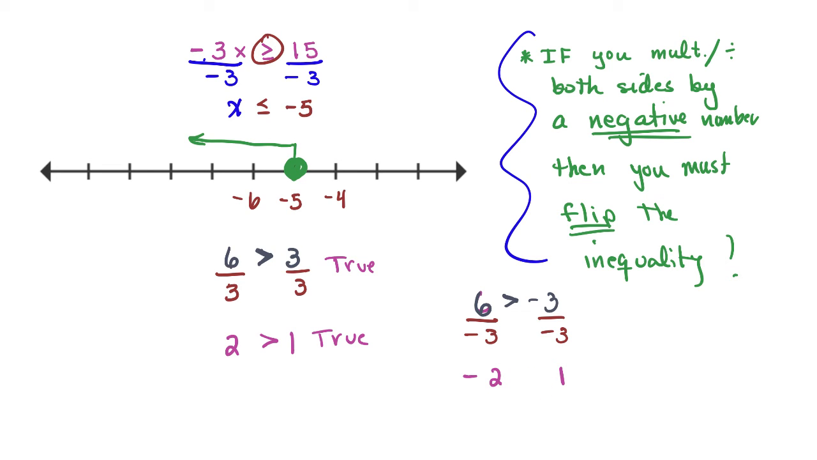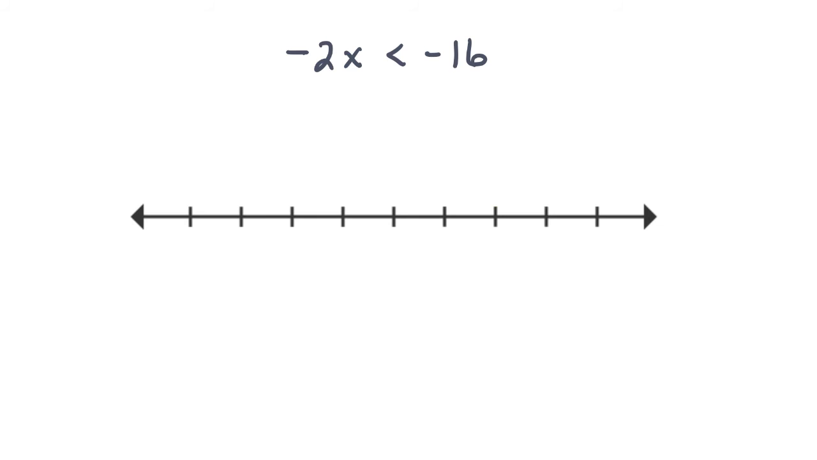However, that's a quick fix. As long as I remember to always flip it when I divide by a negative, it will work out because now it is a true statement. So whenever you multiply or divide by a negative, flip that inequality to keep it true.